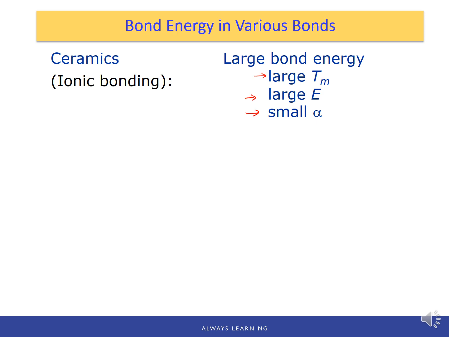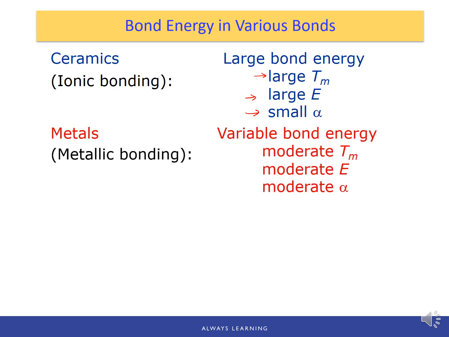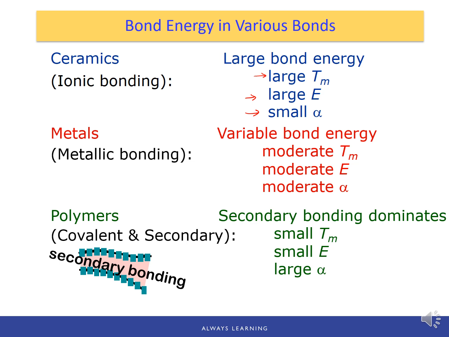expansion coefficient. Metals, which have metallic bonds, have variable bond energy, so the melting temperature is moderate compared to ceramics and polymers, with moderate elasticity, and also a moderate coefficient of thermal expansion, alpha. Polymers usually have covalent bonds or secondary bonds, so the bonding energy is relatively low. Therefore, the melting point is also smaller, and it has a smaller elasticity, but it has a large thermal expansion coefficient.